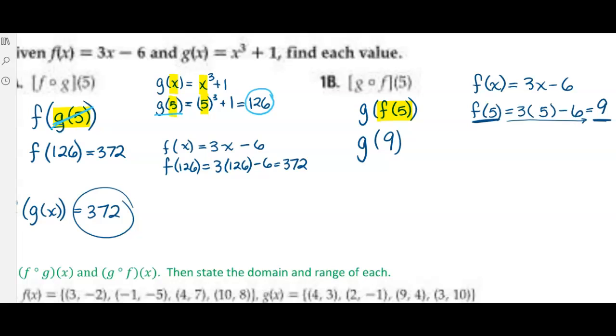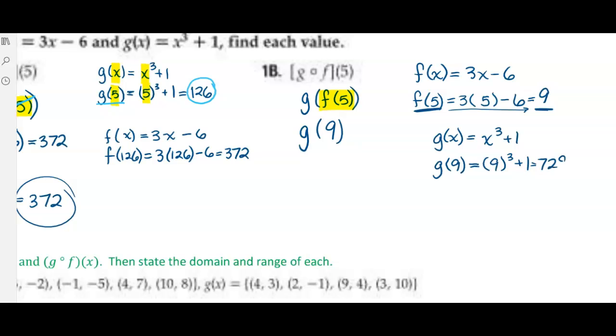So next I need to do g of 9. So I'm going to grab my g function, which is x cubed plus 1. I'm going to take out this x, and I'm going to replace it with a 9. 9 cubed is 729 plus 1 makes 730. So g of f of 5 is 730, final answer.